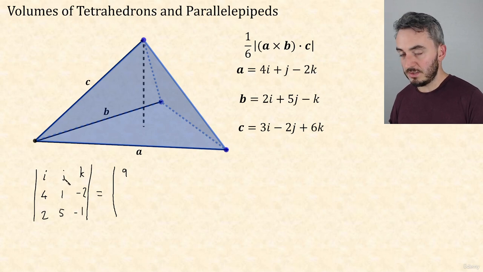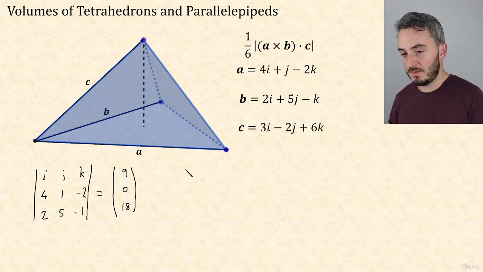Then minus j, so I'll just remember it's negative here. It's minus 4 minus minus 4, which is 0, so it didn't matter, it's just 0. And k, it's 20 minus 2, so 18. So there's a crossed with b.